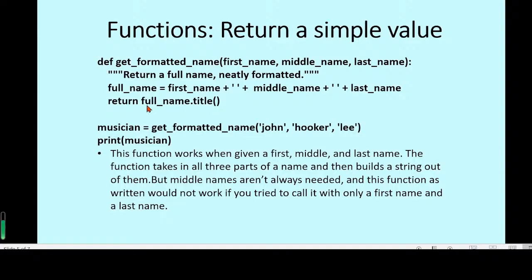So we need middle name in this function. Normally people may write like this: first name, middle name, last name as the parameters. Then inside the function definition, a full name is concatenated from first name, space, middle name, space, and last name. Then return this full name's title form. When people call this function, just write get_formatted_name with first, middle name, and last name.